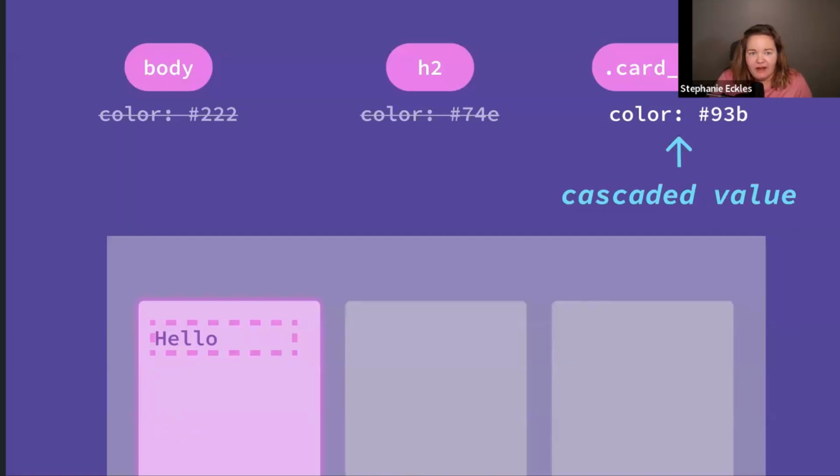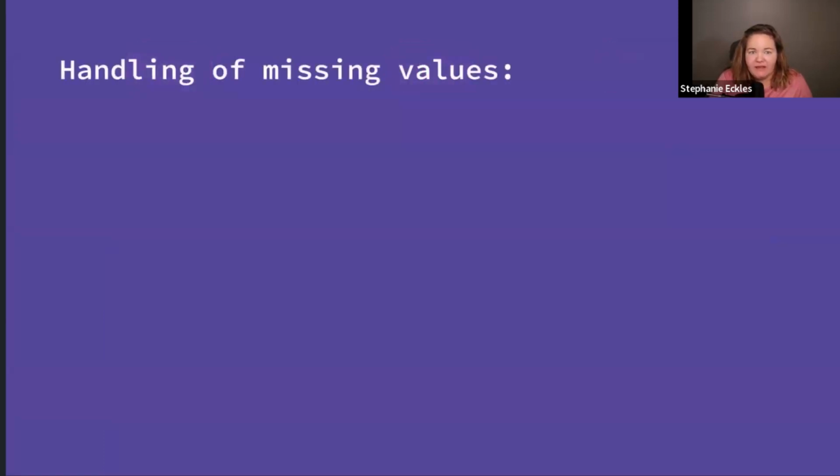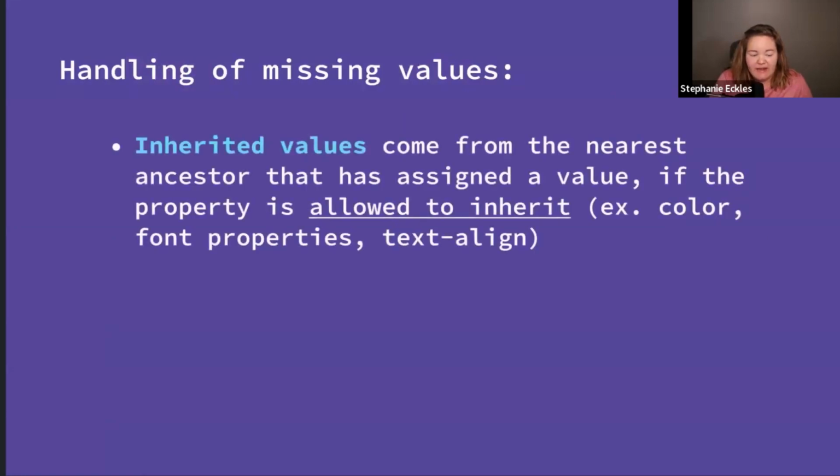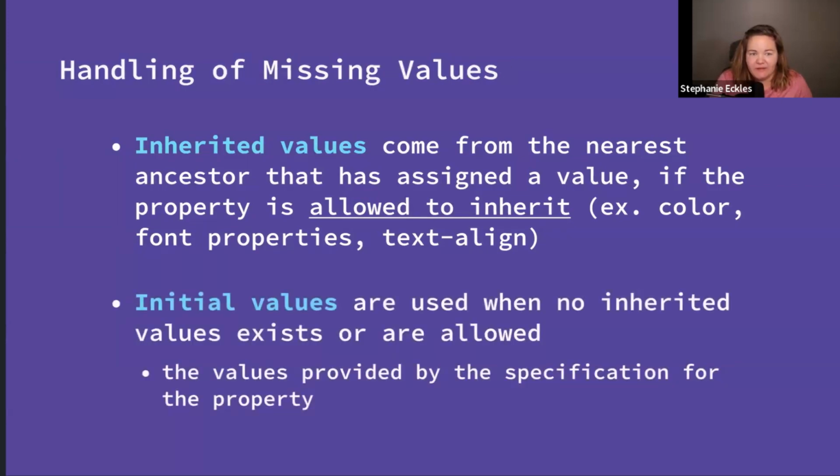If a property does not receive a value from the cascade, then it will use either the inherited or initial value. The inherited value comes from the nearest ancestor that has assigned a value. And that's only if the property is allowed to inherit, which includes properties like color, all the font properties, and text alignment. Initial values are used when no inherited value exists or is allowed, and are the values provided by the specification for the property. So in other words, the defaults in the user agent.